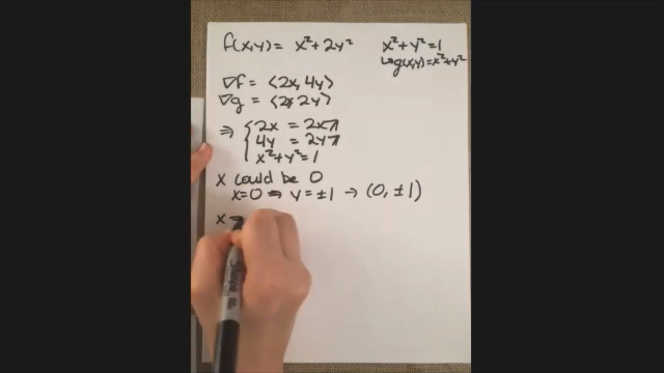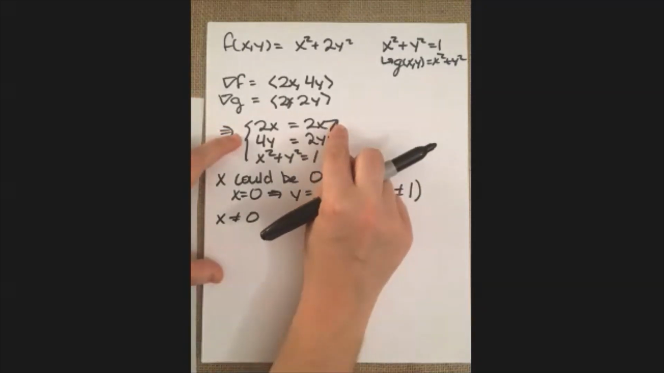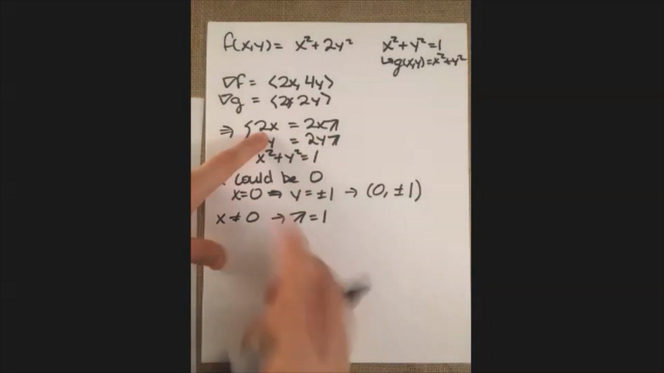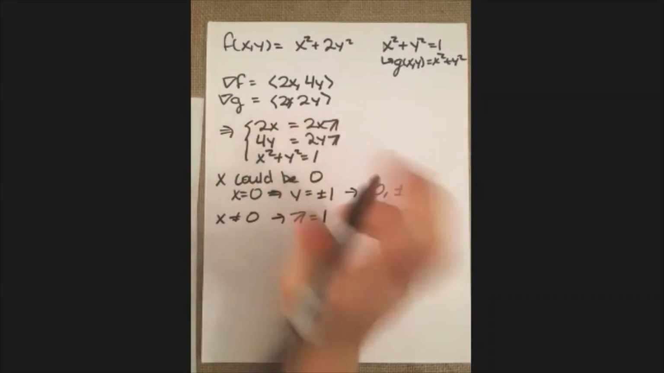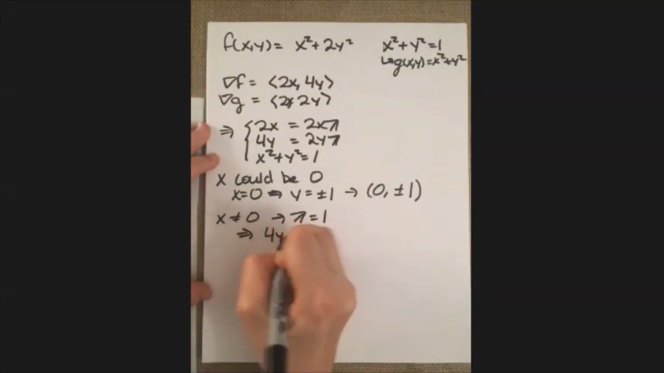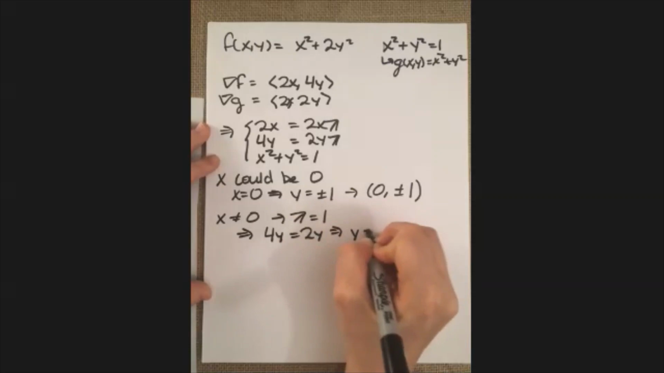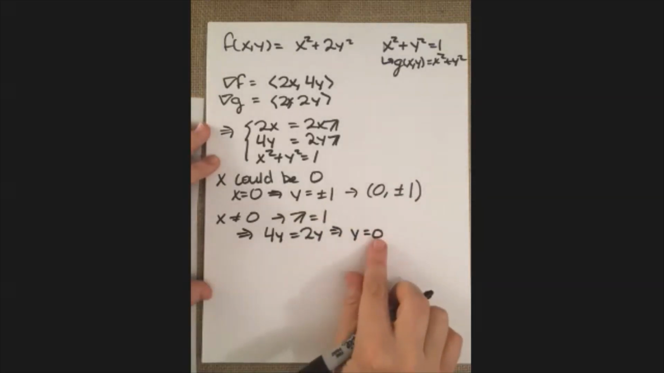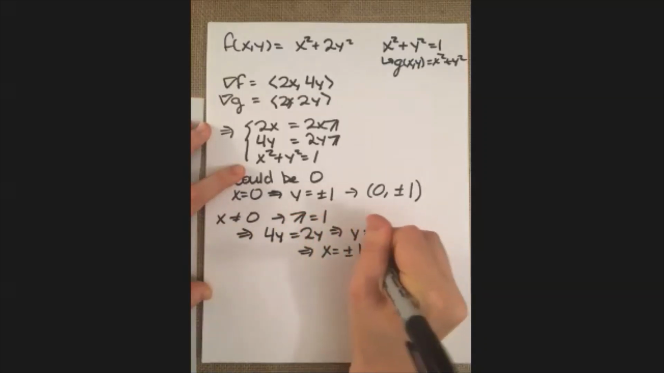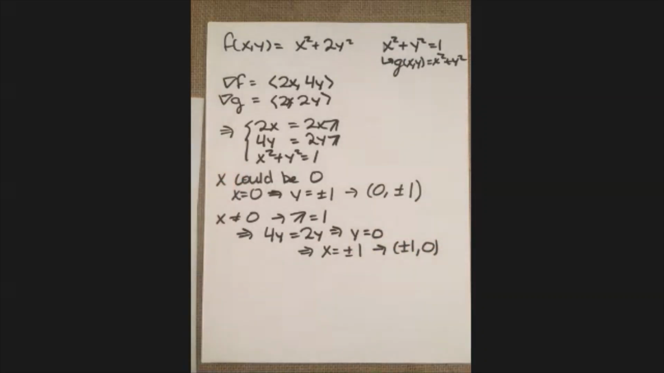However, x may not be equal to 0. So if x isn't equal to 0, we would then have lambda equal to 1, because the 2x would be able to cancel from both sides since we're no longer worried about dividing by 0. So if lambda equals 1, we then have 4y is equal to 2y. Well, that makes no sense unless y equals 0. And if y equals 0, we must have x equals plus or minus 1. So now we have (±1, 0) as our other 2 critical points.